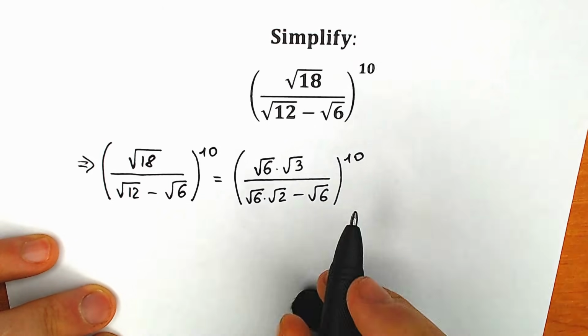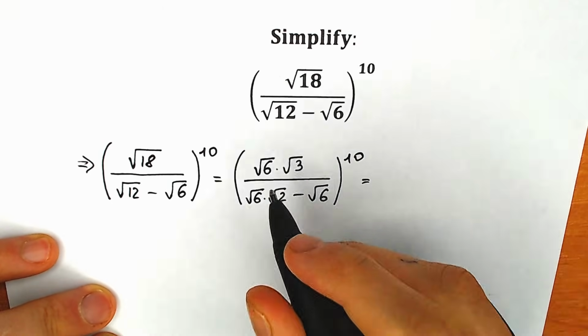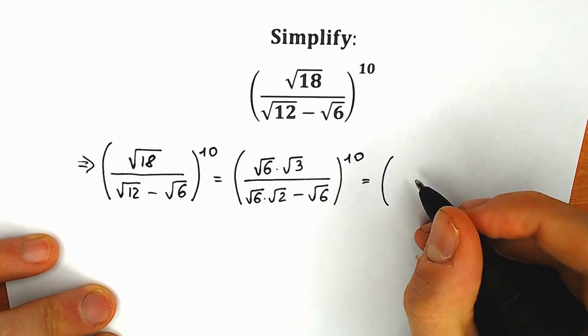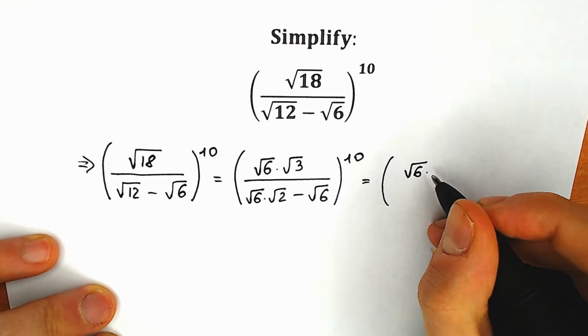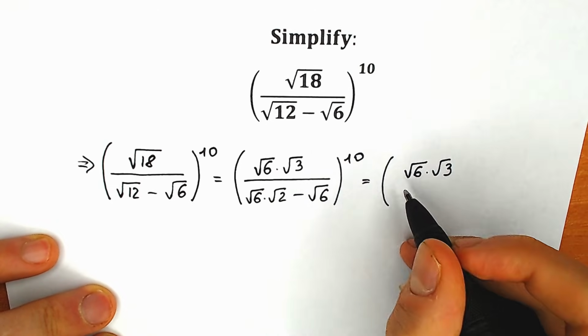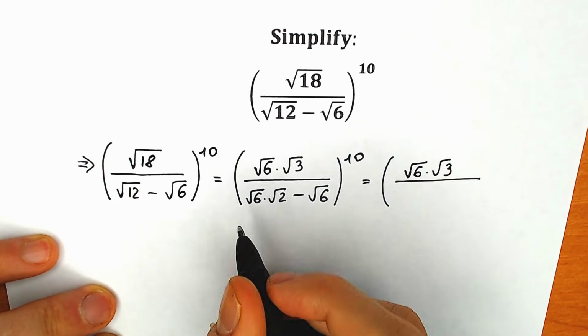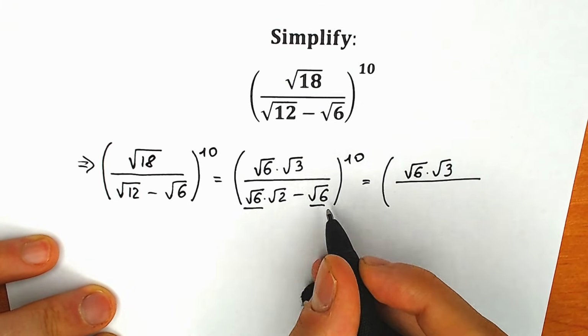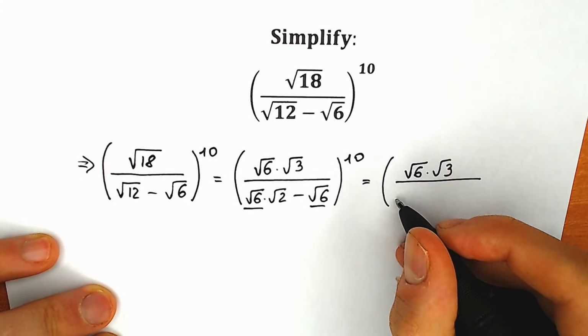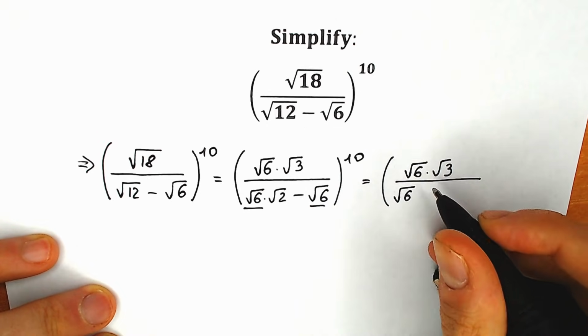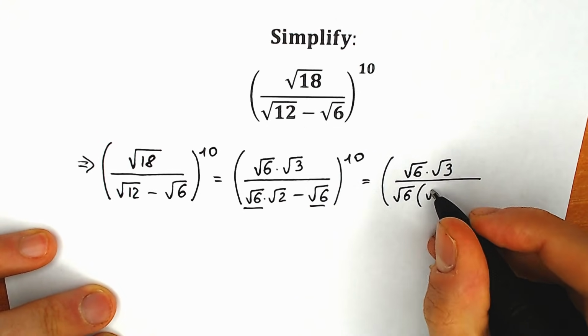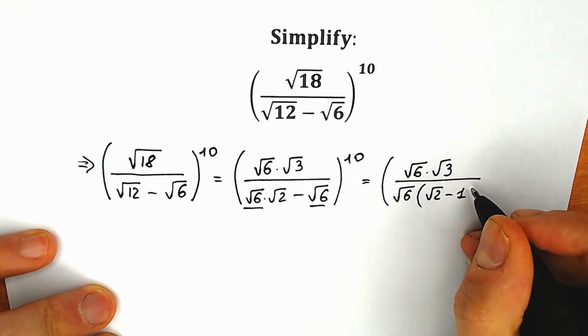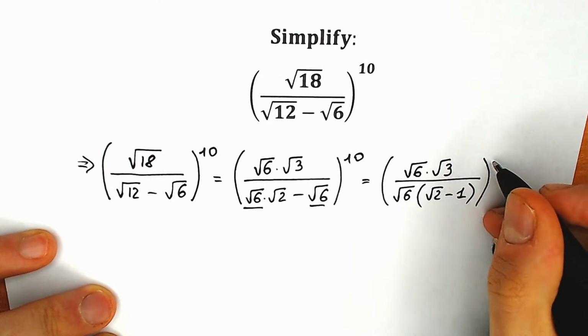Right now, one really important moment, because we write our numerator without any changes, so the square root of 6 times the square root of 3, and in our denominator we can easily factor out the square root of 6 from here and from here. So as a result we have the square root of 6, and in our parentheses we have the square root of 2 minus 1, all of this raised to the power 10.